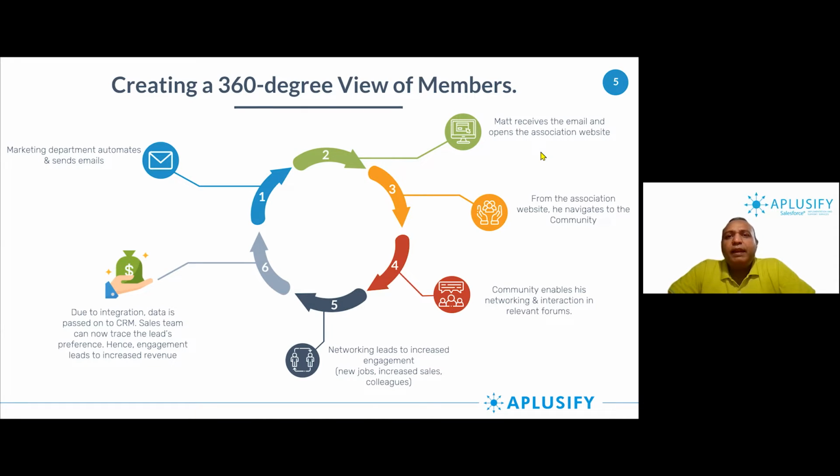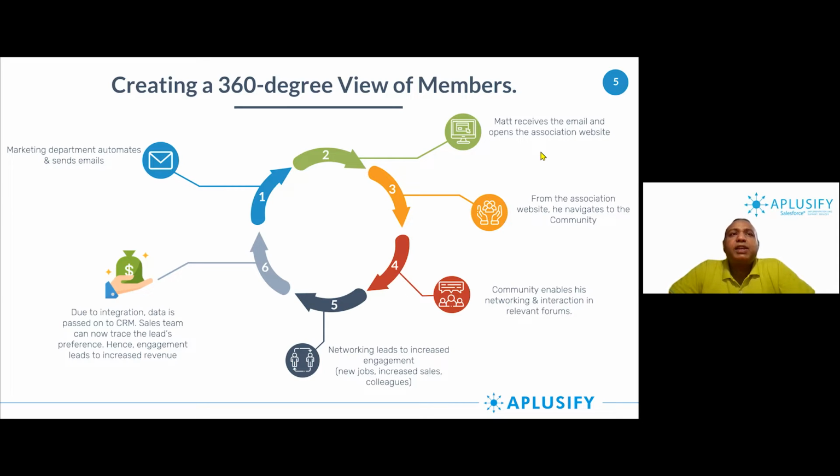When the leads are tracked in a system, the sales team, when they get the lead, know exactly what type of emails the user was opening, what kind of social posts he was liking. So they get the complete history of that lead, and it's easier to close that lead. By integrating two systems, the community portal and AMS or CRM, you are actually getting a 360-degree view of members.